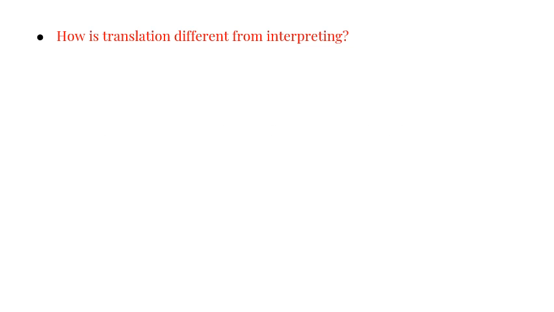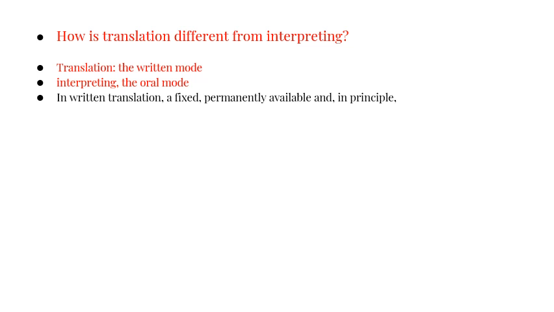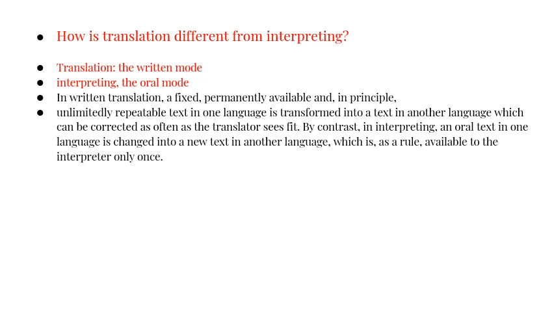So how is translation different from interpreting? We have translation, which basically has to do with the written mode, and then we have interpreting, which has to do with the oral mode or the spoken language. So in written translation, a fixed, permanently available and in principle unlimitedly repeatable text in one language is transformed into a text in another language, which can be corrected as often as the translator sees fit. By contrast, in interpreting, an oral text in one language is changed into a new text in another language, which is, as a rule, available to the interpreter only once.